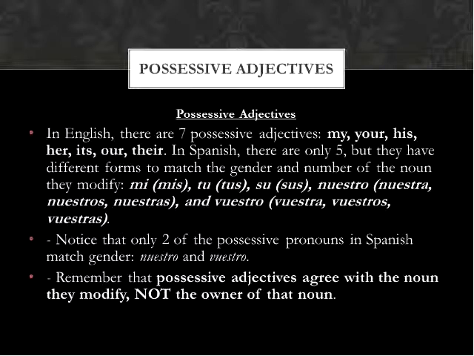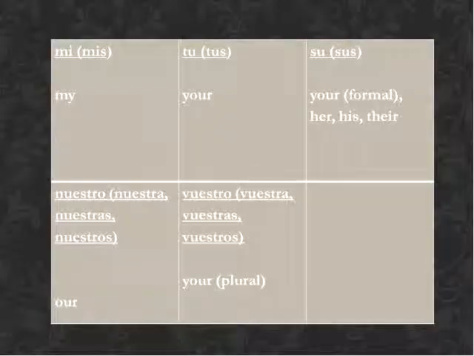Okay? So like I said, we covered the mi, tu, and su. And then if it's more than one, we say mis, tus, and sus. So we have the nuestro and vuestro, and then we have the feminine and the plural forms as well. Okay, so let's go on. And on the sheet I gave you, you have your chart here at the top. So it can remind you when you're working on Unit 24, you can refer to that chart.